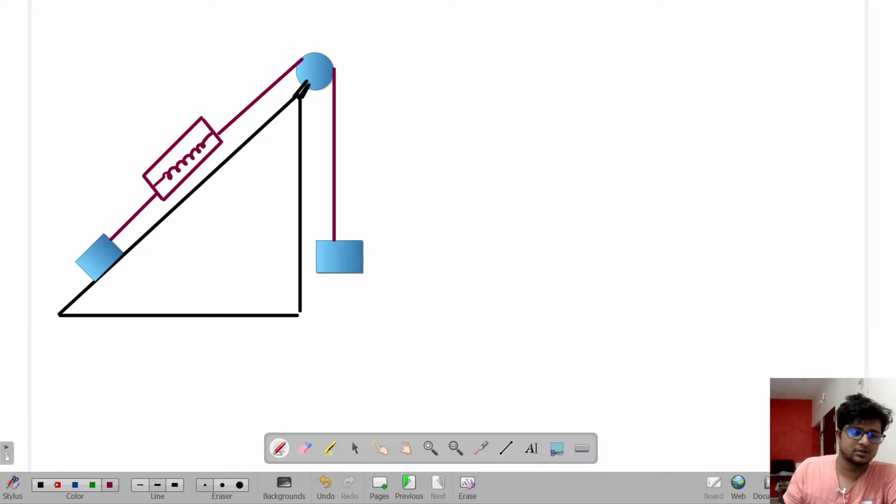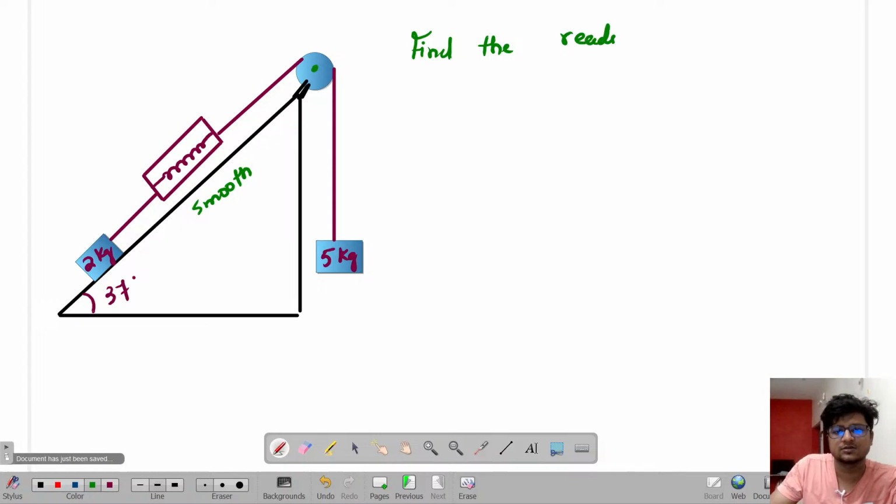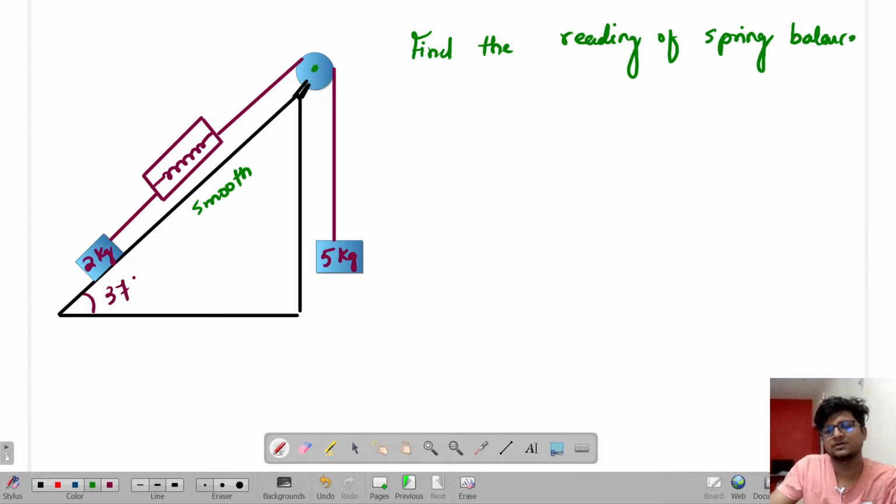The question is very simple. This is angle of inclination 37 degrees. This is 5 kg once again, and this is again 2 kg. Again same thing. If every surface is smooth, find the reading of the spring balance. So again you have to find what over here? Tell me fast. Yes. So what you have to find? Tension.